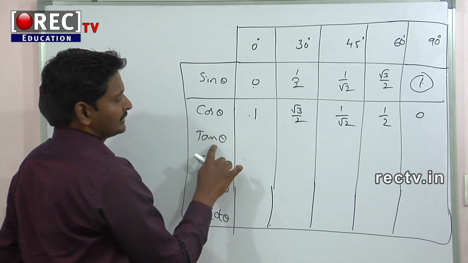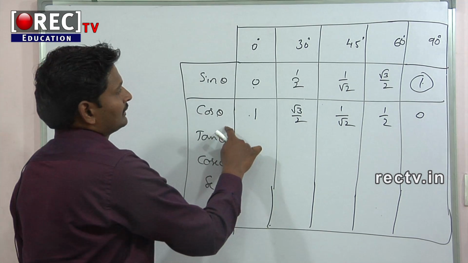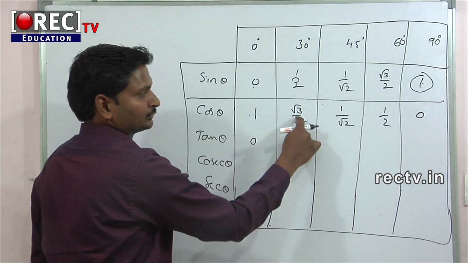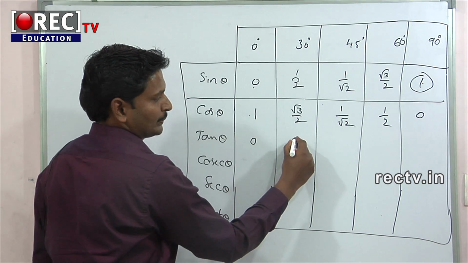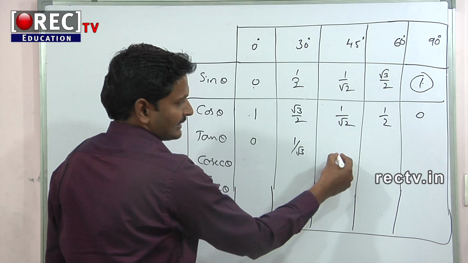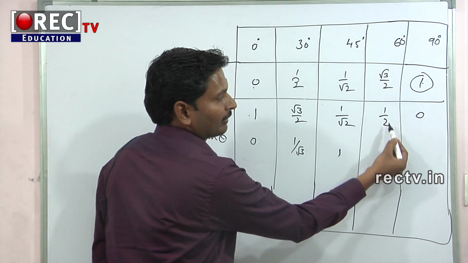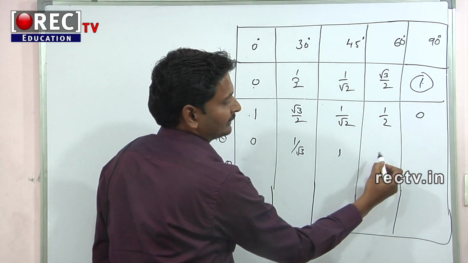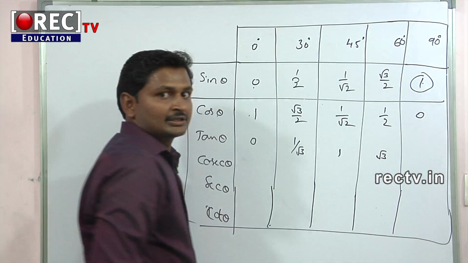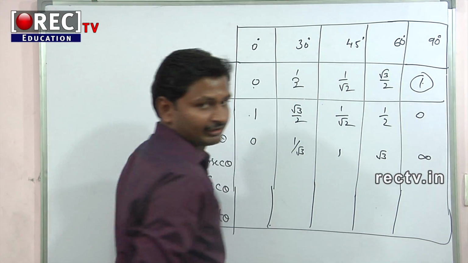Next tan theta. Tan is nothing but sin theta by cos theta. 0 by 1, so that is equal to 0. 1 by 2 divided by root 3 by 2, the 2s go and this value becomes 1 by root 3. 1 by root 2 divided by 1 by root 2 gets cancelled and that value becomes 1. Next root 3 by 2 divided by 1 by 2, the 2s go, root 3 by 1, that is root 3. And here 1 by 0 is an indeterminate term, so that value is infinity.